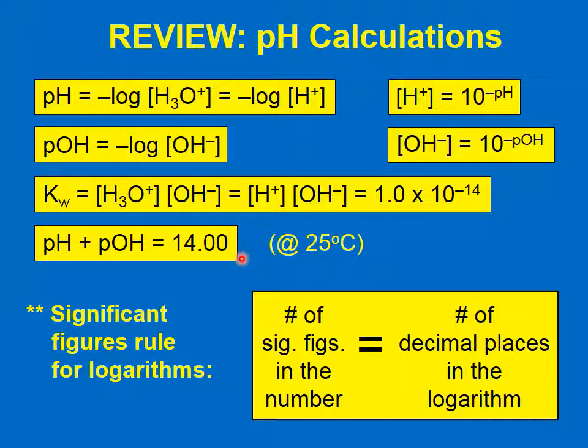On this screen there are two constants. They're right here in the middle of the screen. You can see this number 14.00, and then in the equation above it on the right 1.0 times 10 to the negative 14th. Those two constants are valid only at 25 degrees Celsius. Those would change if the temperature changed. However, we're always going to assume that we're at 25 degrees Celsius unless we're told otherwise.